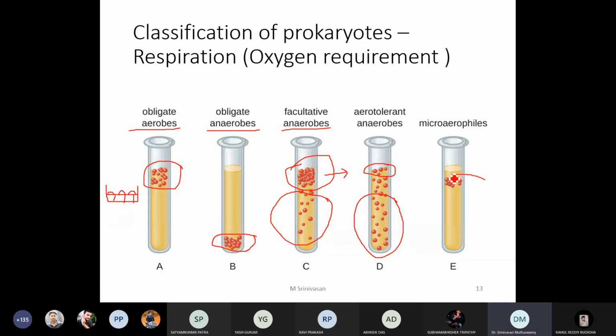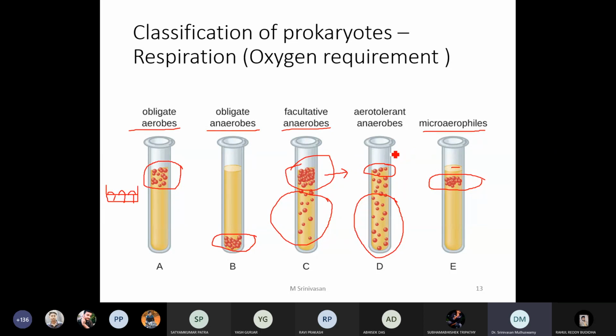And this is another category called microaerophiles. They require very little oxygen for growth, so they won't prefer to grow on the top area, but rather they will settle somewhere below the surface of the growth media. So these are called microaerophiles, and they require only a very low amount of oxygen for growth. So now, based upon the oxygen requirement, these are the 5 different categories we have.